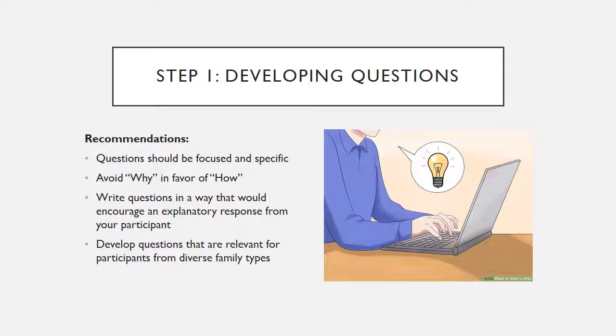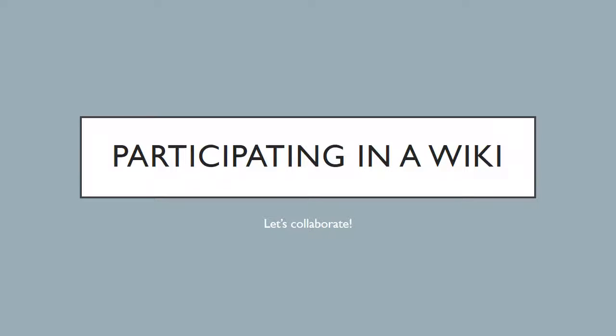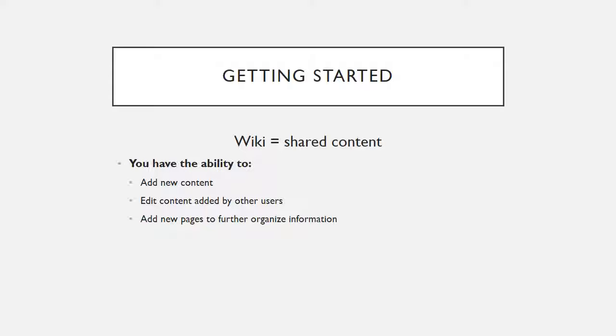And then also consider that you want to develop questions that are relevant for participants from diverse family types. Although you specifically might be really interested in the STEP family experience, note that a lot of your peers probably aren't interviewing people who are part of a STEP family, so that question wouldn't be really relevant to their interview participant. Now I'm going to move on to giving you some detailed instructions about how to participate in a wiki.